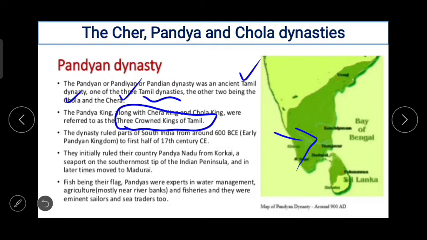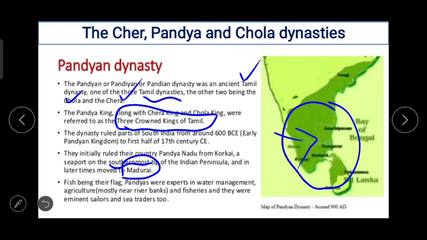The dynasty ruled parts of South India from around 600 BC, the early Pandyan kingdom, to the first half of the 17th century CE. They initially ruled their country Pandya Nadu from Korkai, a seaport on the southernmost tip of the Indian peninsula, and in later times moved to Madurai.